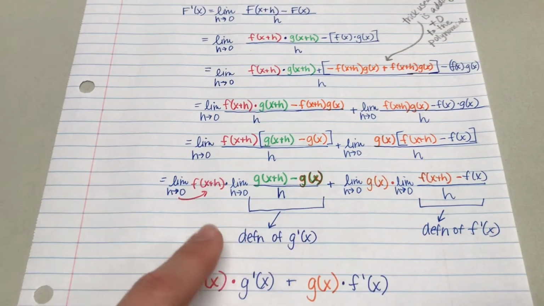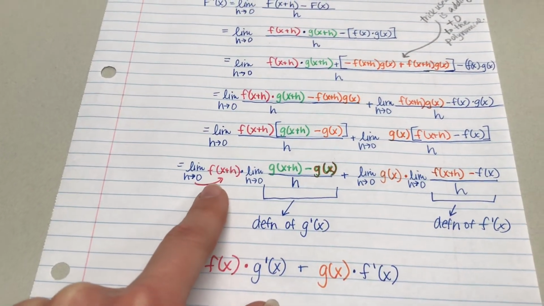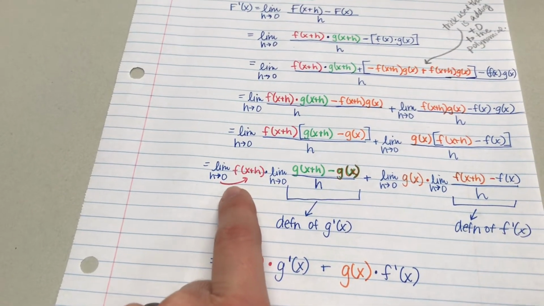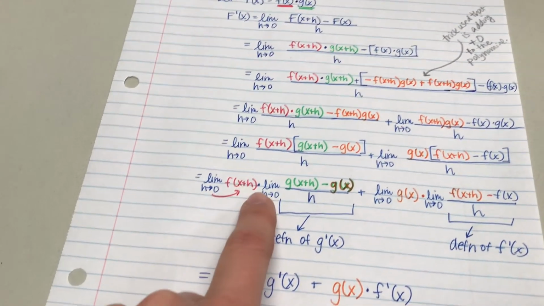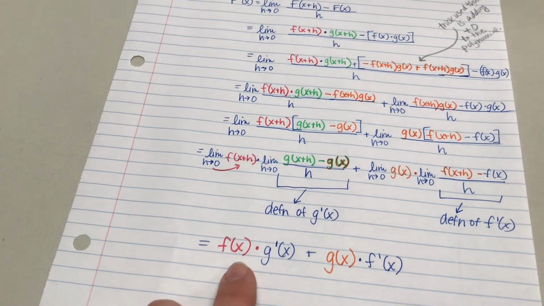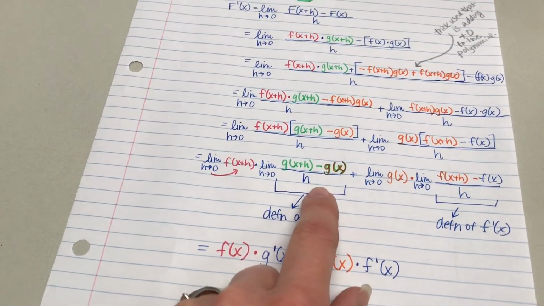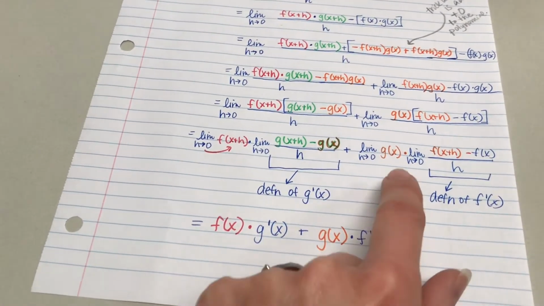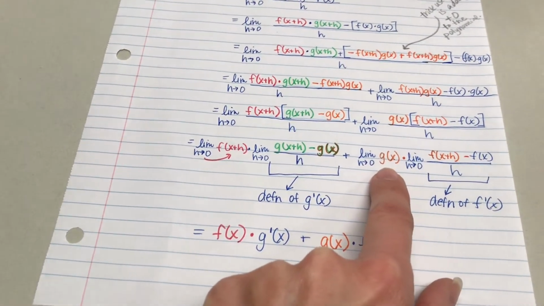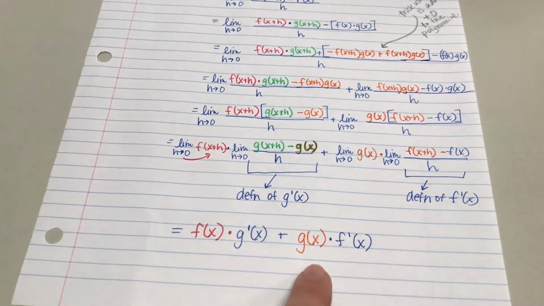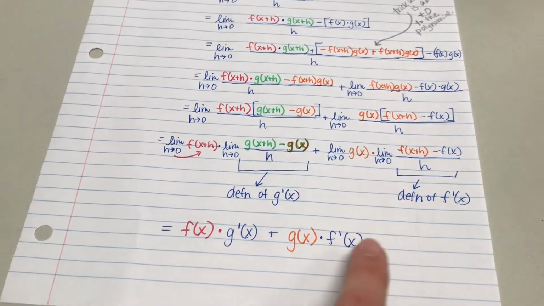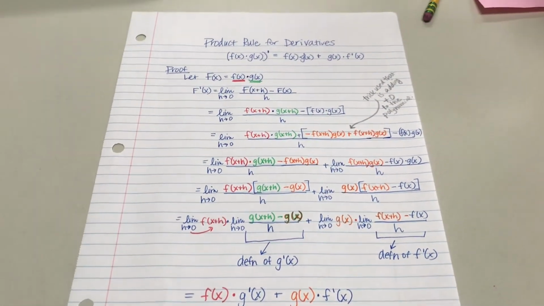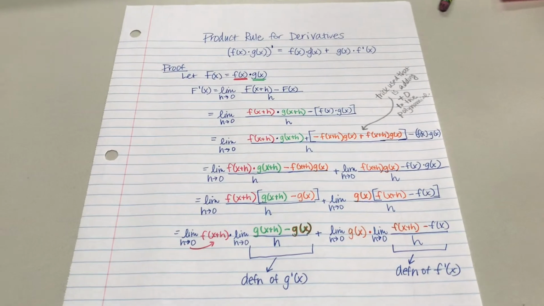And then what you'll notice you have left is that we split these fractions apart a little bit. As h goes to 0 of f of x plus h, don't you see that's just going to turn into f of x. This is the definition of the derivative of g. Here, as h goes to 0, g of x is just going to stay g of x. And this is the definition of the derivative of f of x. So there is a fun little proof of the product rule for derivatives.